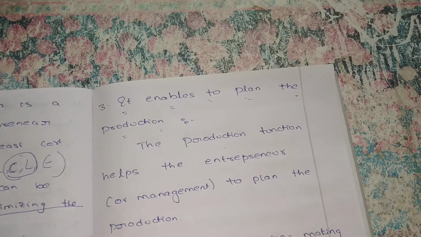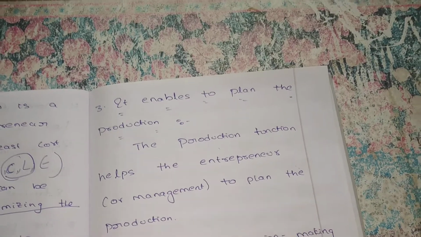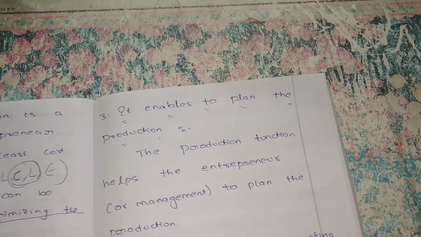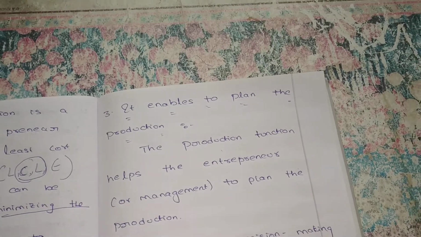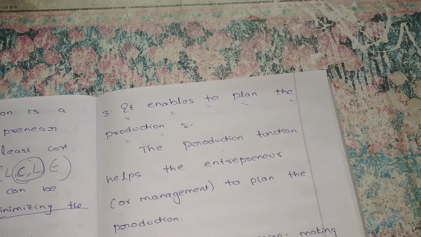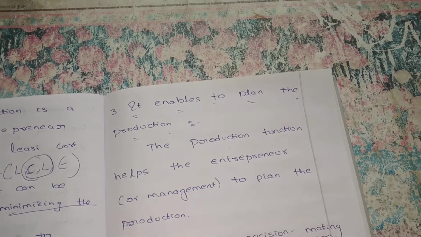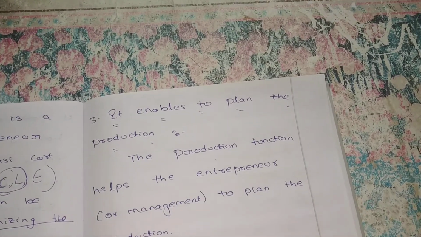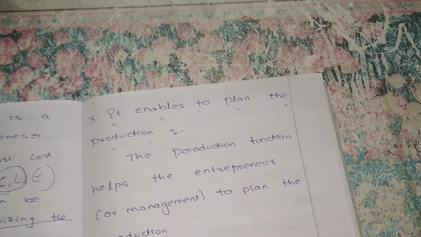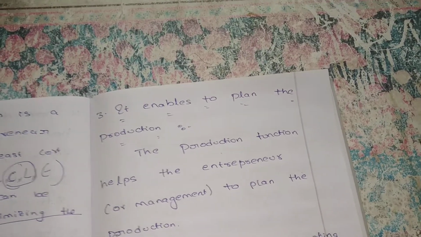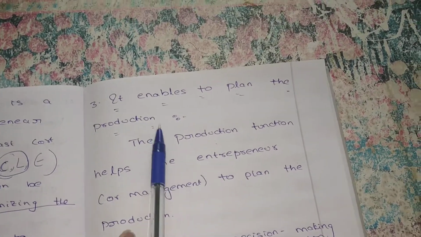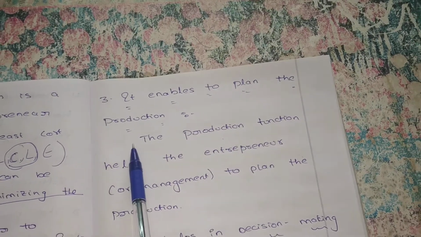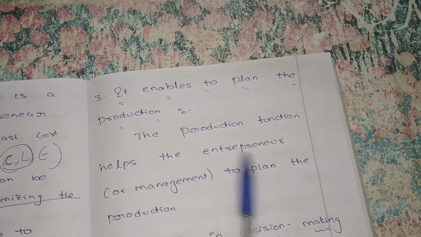So the production function helps to estimate how much output we receive by giving some inputs, how much cost we incur, how much price we have to sell at to the customer, and then how much profit we earn. Everything has to be decided before starting production. For this estimation also, the production function is very helpful. It enables planning the production and helps the entrepreneur.